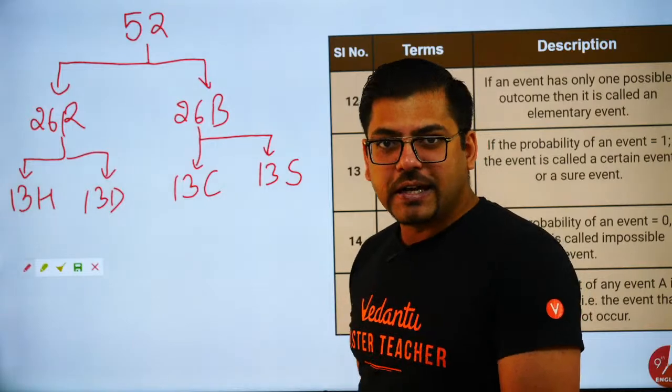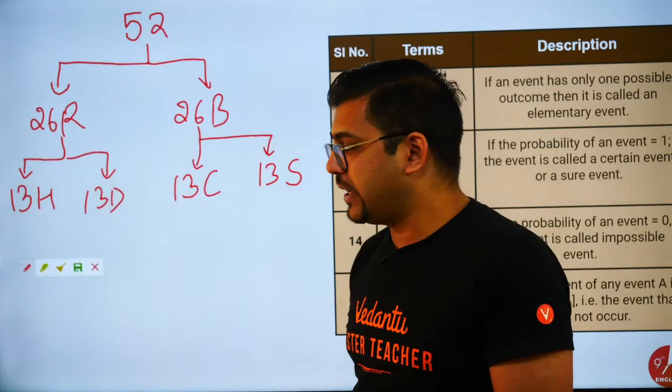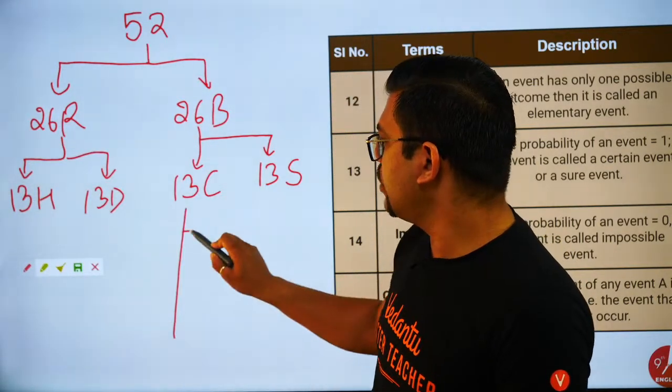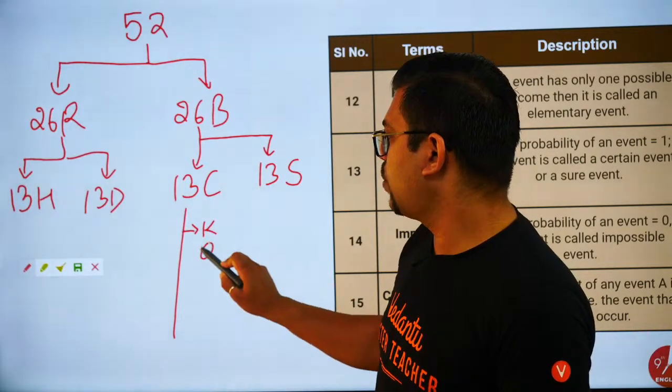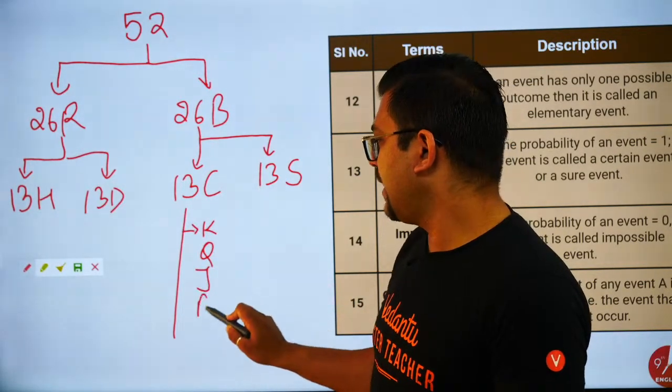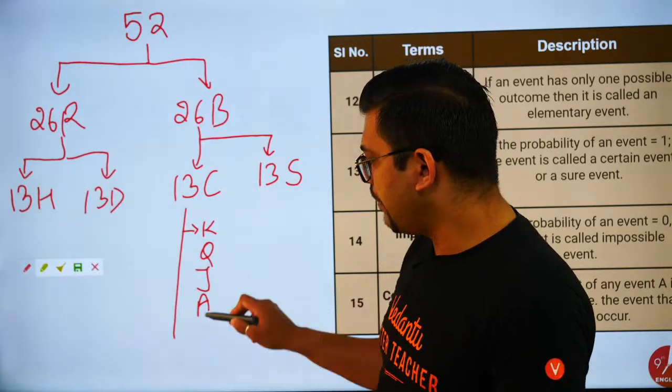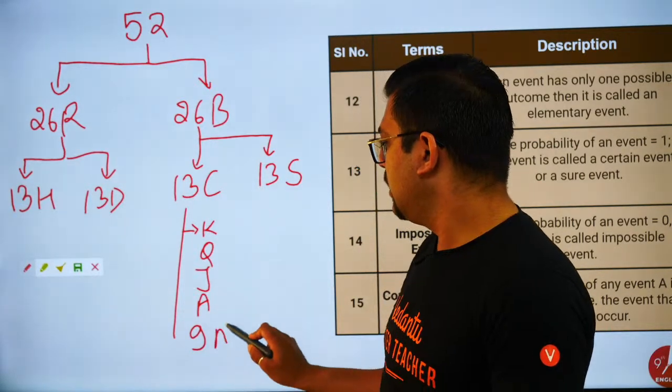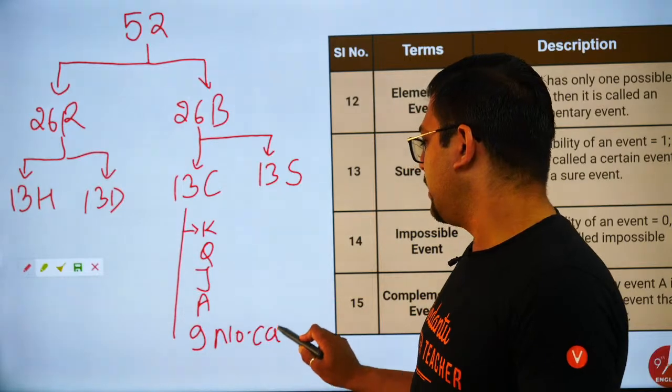So there will be 13 cards. Which cards are there? Always remember, in these 13 you will get 1 king, 1 queen, 1 jack, 1 ace and the remaining 9 number cards.